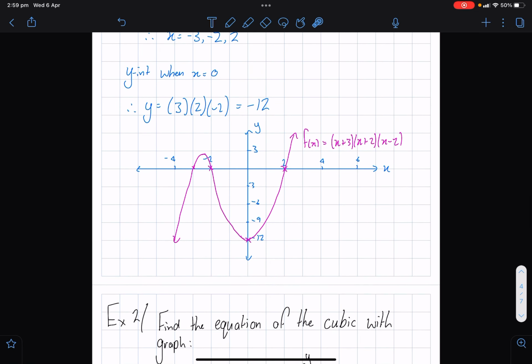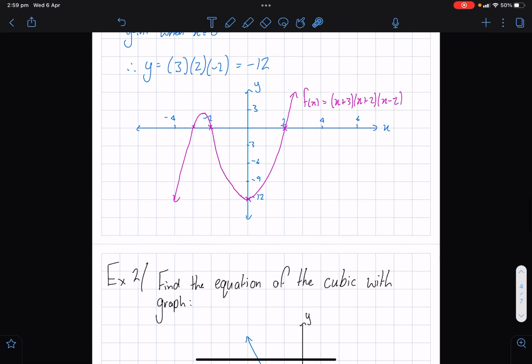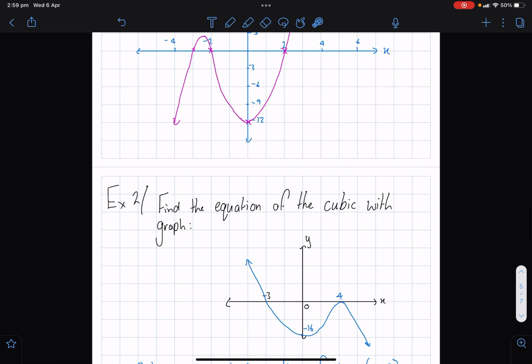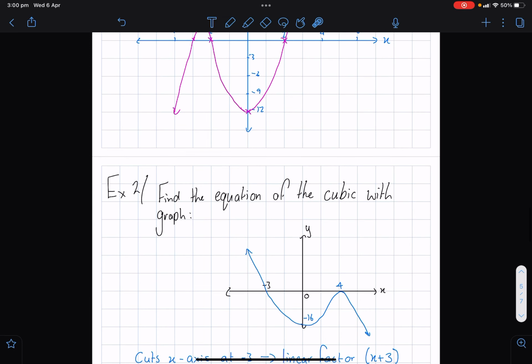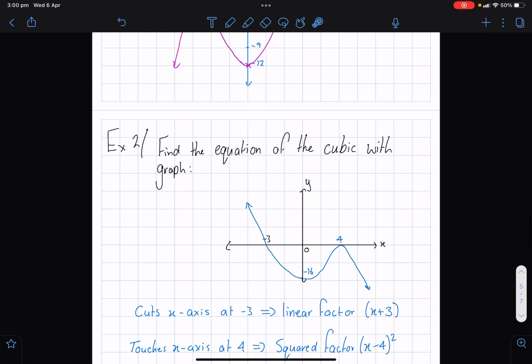All right, example number 2. So now we're going to do the opposite. We're going to be given the graph and we're going to find the equation of the cubic with that graph. So the graph we're going to be looking at is this one here. Straight away we can see that it's cutting through -3, the y-intercept is -16, and it touches at x equals 4. Because it cuts the x-axis at -3, we get a linear factor, which is x + 3, okay? When it touches the x-axis, like it does at 4, we get a squared factor, (x - 4) squared, okay?